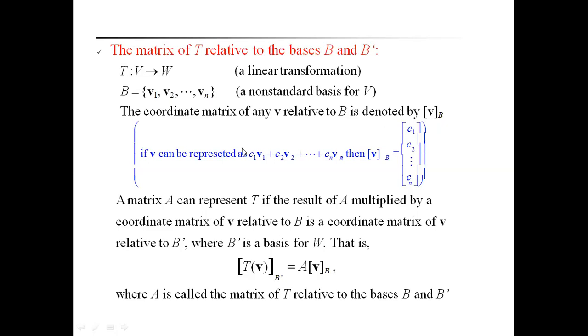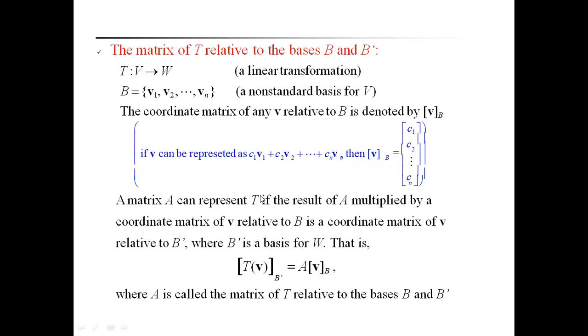If V can be represented as C1 V1 plus C2 V2 plus so on Cn Vn, because B is a basis, any vector of V can be expressed as a linear combination of the basis vectors. Then the coordinate matrix of V relative to the basis B is the column matrix C1, C2, so on Cn. You already know this definition from the previous lecture.